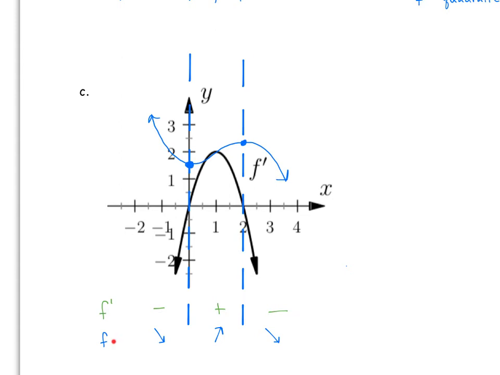So what's f doing? Well, if f prime is negative, f is decreasing. When f prime is positive, f is increasing. And again, negative means f is decreasing. So I just put some points randomly. Again, we're not going to worry about the specifics here.